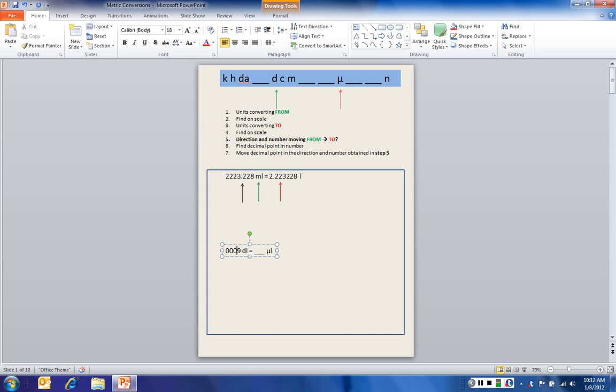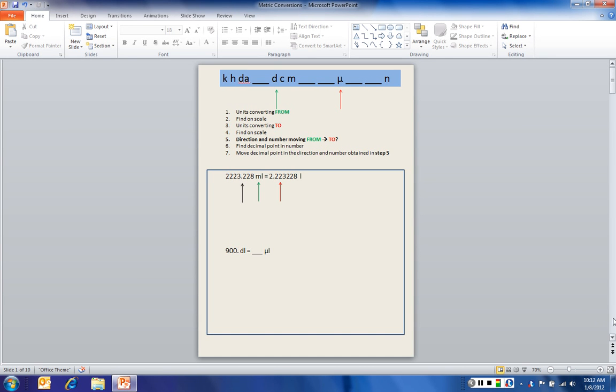1, 2, 3. I'm running out of numbers, so I add zeros as placekeepers. 4, 5. And then I can always get rid of the leading zeros to make it neat. And we've converted that now into 900 microliters. Okay? Simple as that. All you do is find the units you're converting from, the units you're going to, the direction, and the number of units, and do that to the decimal point.